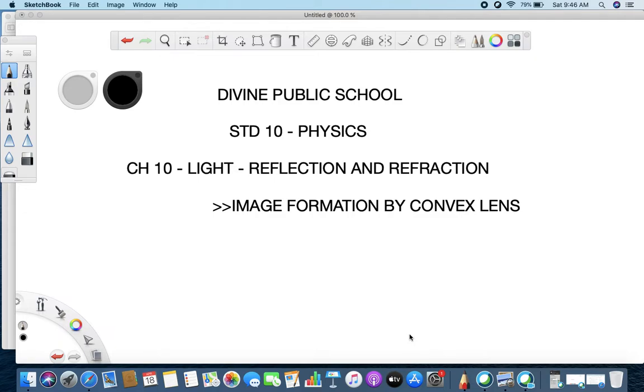Now, we have seen yesterday what is refractive index. We have seen refraction through a glass slab. Now what we are going to learn is image formation by a convex lens. Now this is really interesting. We have learned 6 cases of concave mirror. Similarly, convex lens also have 6 cases.